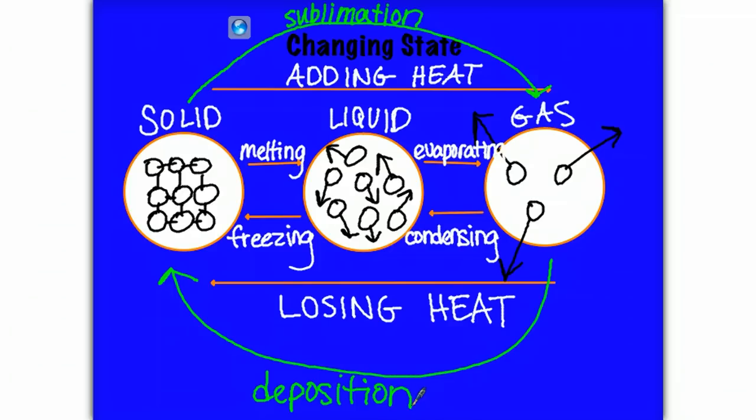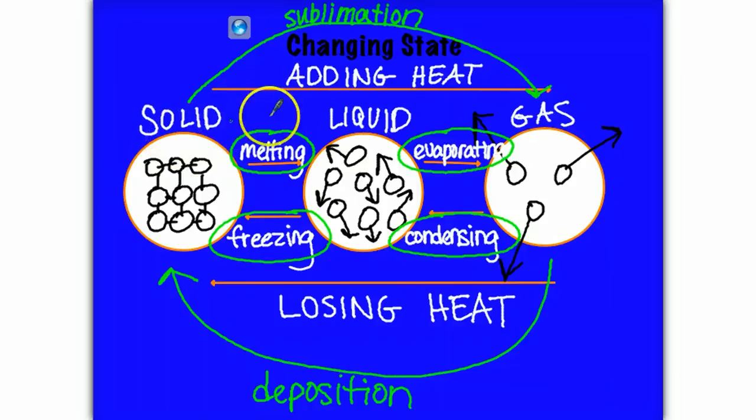Deposition. Now, you need to burn this image into your brain and make sure the key points that you know are these 4 words. Be able to tell me where they go. I might ask you, what is it called when it changes from a solid to a liquid? You would need the word melting. What is it when it changes from a gas to a liquid? It would be condensing. Make sure you know those 4 special words.